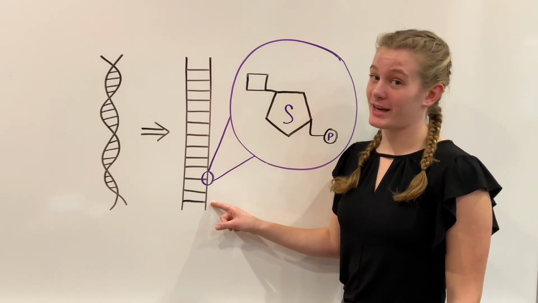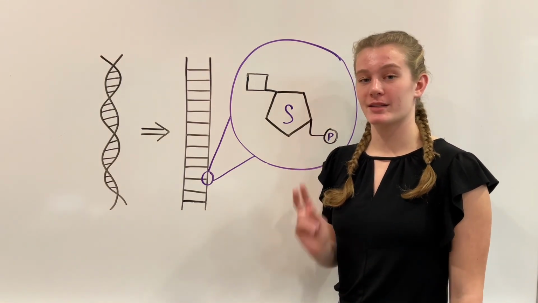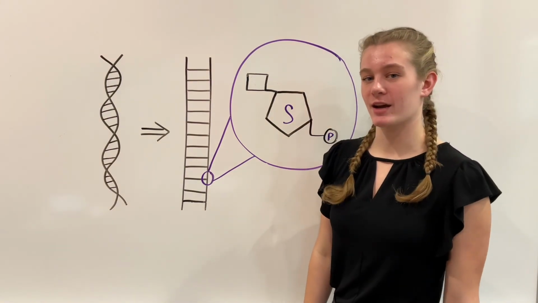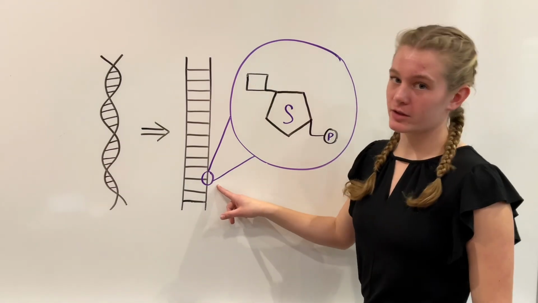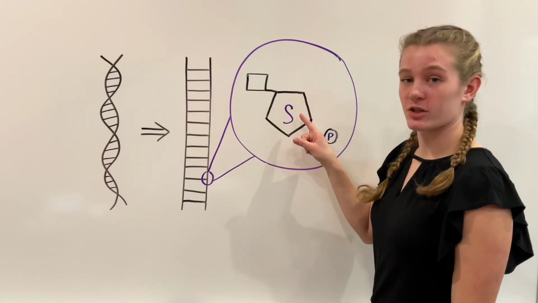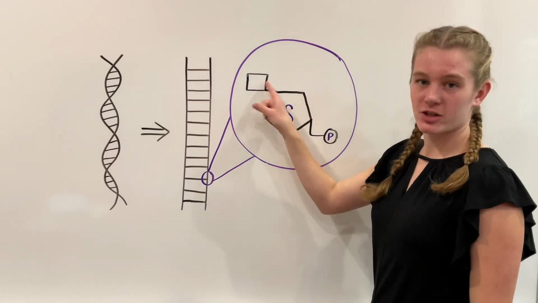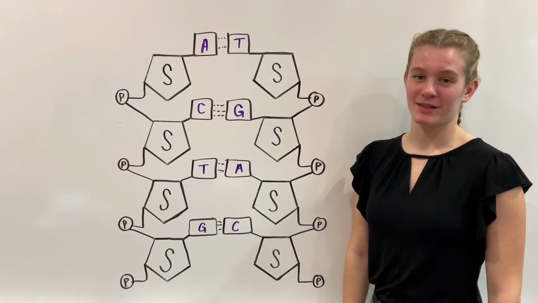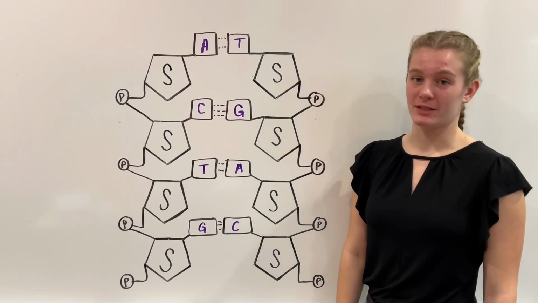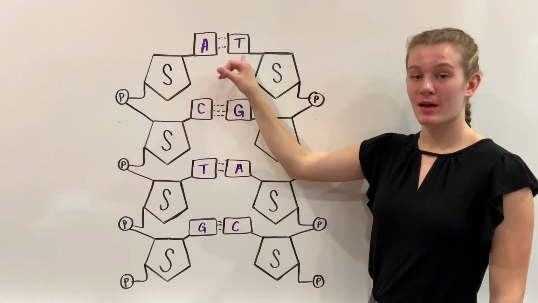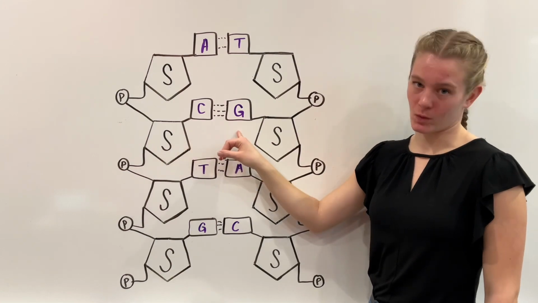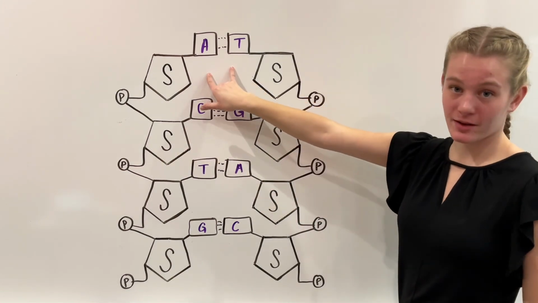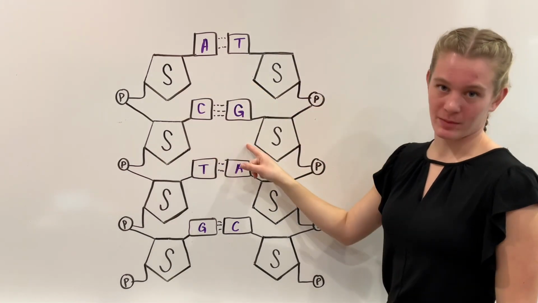Each rung of the DNA ladder is made up of two nucleotides, held together by a somewhat weak hydrogen bond. Zooming in on the nucleotides, each one is made up of a sugar, a phosphate, and a nitrogen base, all held together by strong covalent bonds. These nitrogen bases are most likely what you think of when you think of DNA. There's adenine, thymine, cytosine, and guanine. A and T bond together to form a base pair, and C and G bond together to form a base pair.